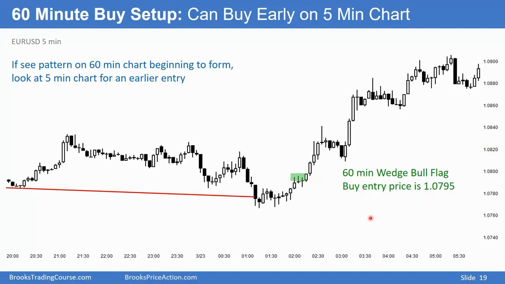However, on the 60-minute chart, you saw the possibility of a wedge bull flag. You could look at a 5-minute chart for an earlier entry, for example, here or here, a micro double bottom or a triangle, 1, 2, 3. The entry price is 1.0780, about 15 pips lower than the entry on the 60-minute chart.